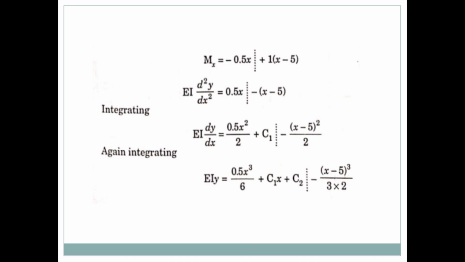Here EI d square y by dx square is equal to 0.5x minus (x minus 5). Integrating, EI dy by dx is equal to 0.5x square divided by 2 plus C1 minus (x minus 5) square divided by 2. This is the slope equation. Integrating again we get the deflection equation, that is EI y is equal to 0.5 x cube divided by 6 plus C1x plus C2 minus (x minus 5) cube divided by 3 into 2.